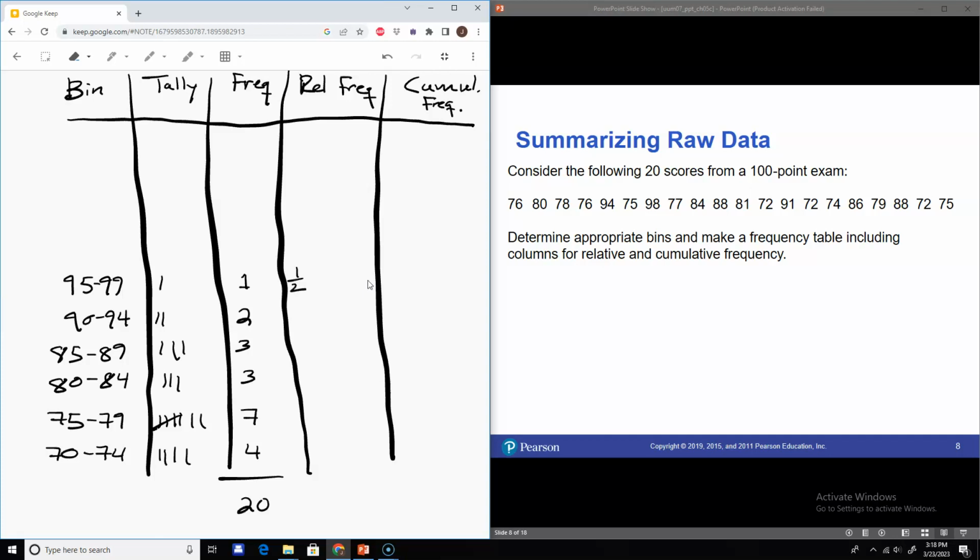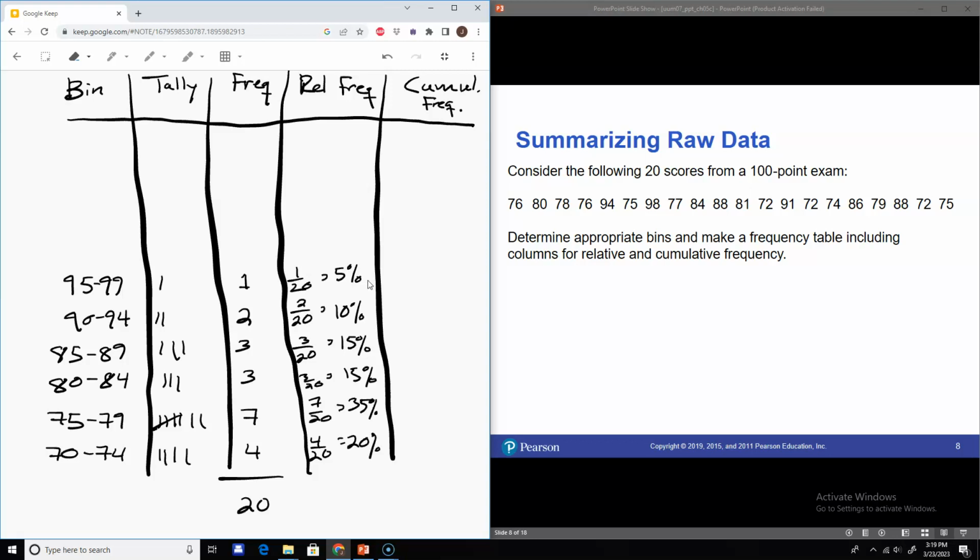So 1 over 20, that would be the first relative frequency. So that is 5% or 0.05. 2 out of 20, that's 10%. 3 out of 20 is 15%, or 0.15. Again, 3 out of 20 once more, so 15%. 7 out of 20, 35%. And then 4 out of 20 is 20%.